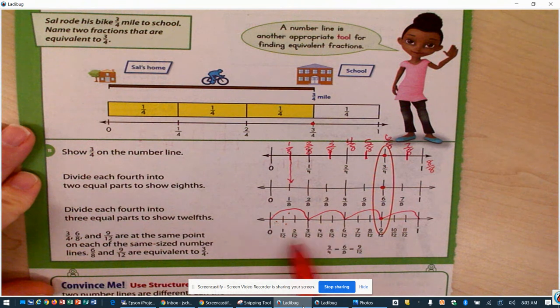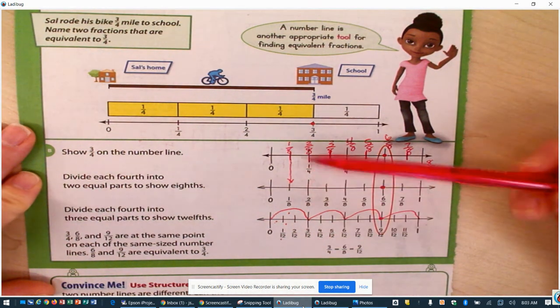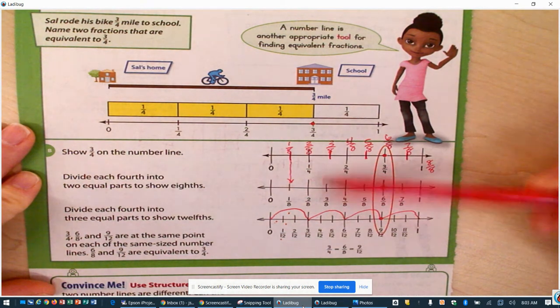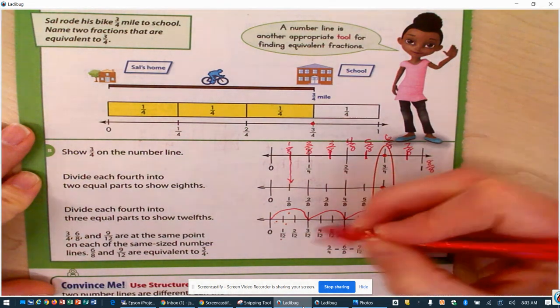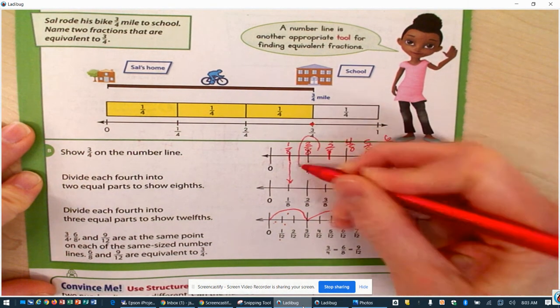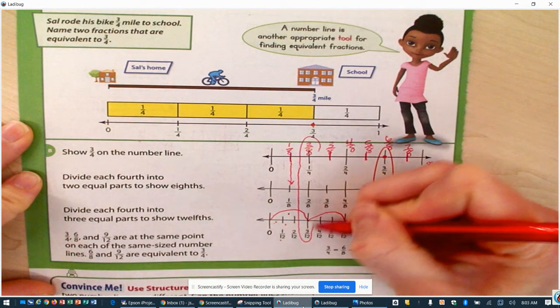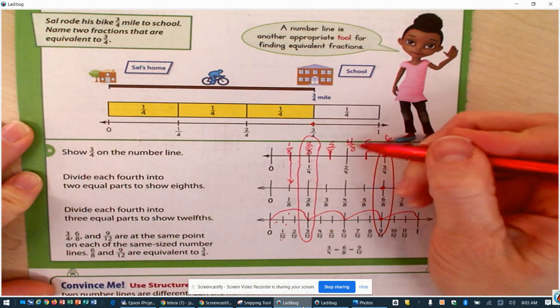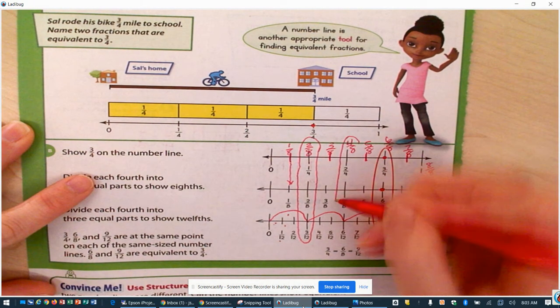And each piece becomes a 12th because there's 12 total pieces. I'll show you. 1, 2, 3, 4, 5, 6, 7, 8, 9, 10, 11, 12. Okay? So each notch is now a 12th. So if you look, you can see where they match up. Obviously, 0 matches up. We don't have anything match up again until we get to 3/12. Once we get to 3/12, we see that 1/4 and 2/8 are equivalent to 3/12. And then we don't match up again until we get to 4/8, 2/4, and 6/12.